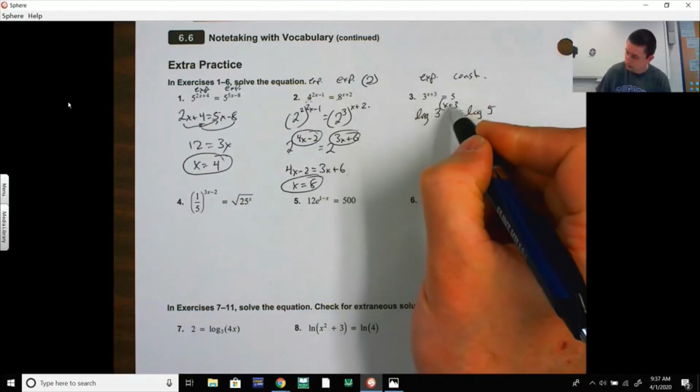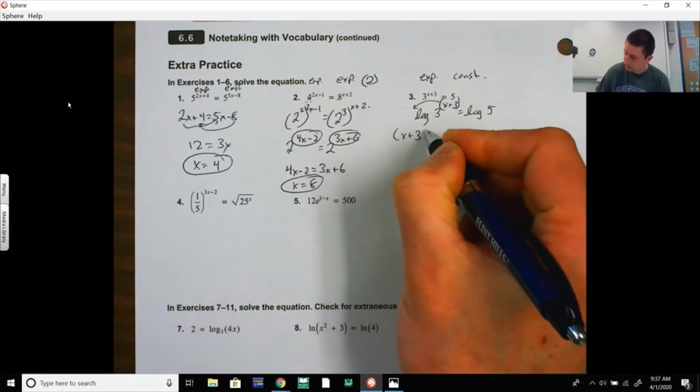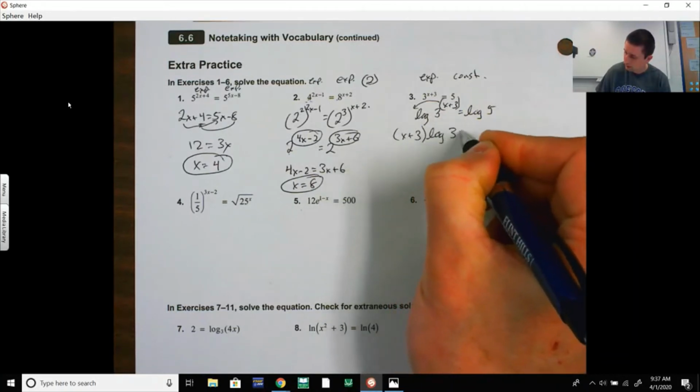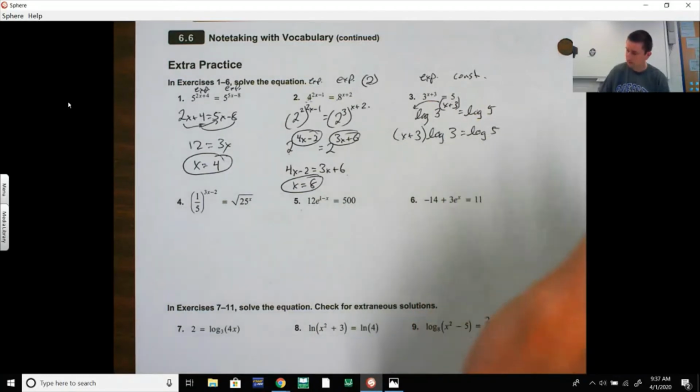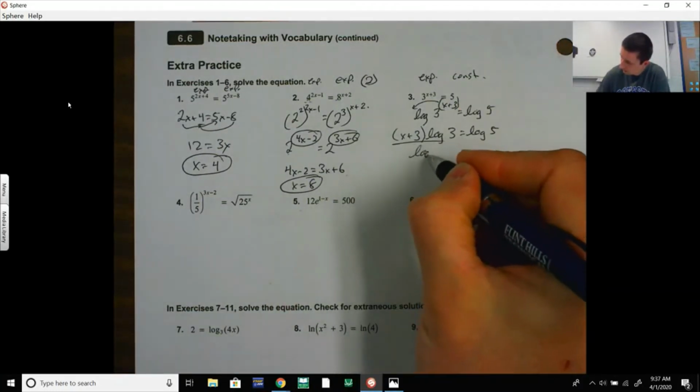This whole thing up here is your exponent. So it looks like x plus 3 times the log of 3 equals the log of 5. So the whole exponent, the x plus 3, is what you have to bring over. Do not distribute through that. If you would, you'd get x log 3 plus 3 log 3, but that's going to create a little bit more work. We're just going to divide by the log of 3 here.